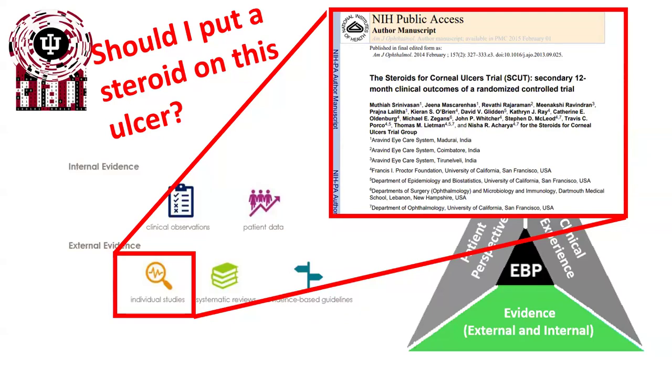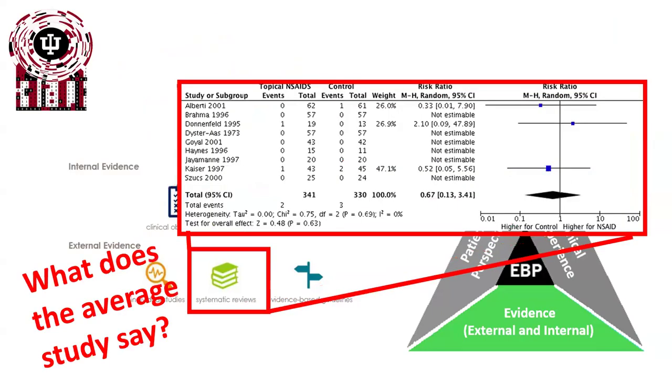Here's an example of a similar one for our ulcers, a well-known study called the Steroids for Corneal Ulcer Treatment trial, also known as SCUT. It was a secondary 12-month clinical trial to decide whether steroids were good for treatment of a corneal ulcer. We can also have systematic reviews. In this case, we have a meta-analysis of various types of treatment of NSAIDs for corneal pain, where we can not just look at one study and use its outcome, but look at all the studies that are out there on that topic and get a better idea of the true average and the true estimate of the treatment.